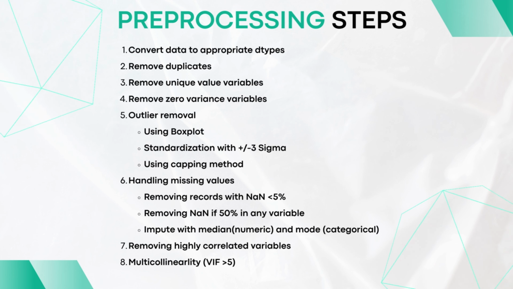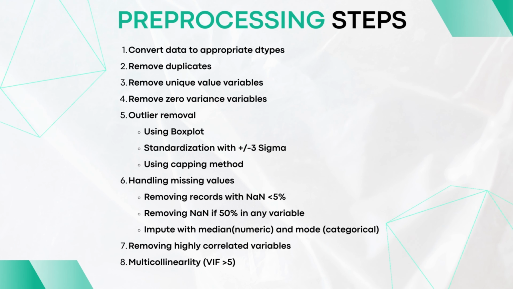In terms of the missing value treatment, again, you can see we have three options that we can choose from. Then after we are done with that, steps 7 and 8 will be all about removing the highly correlated variables in our data.